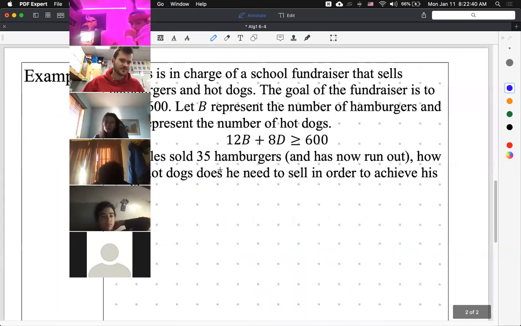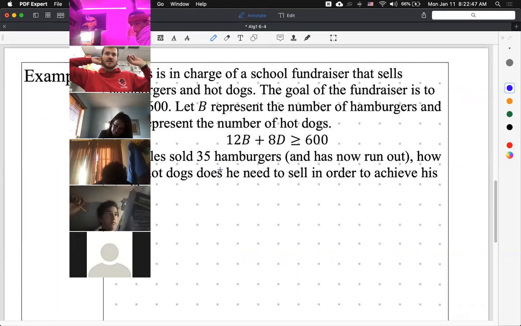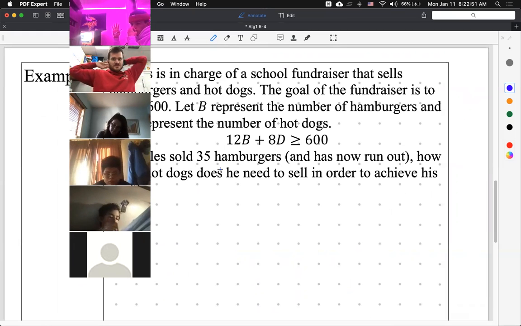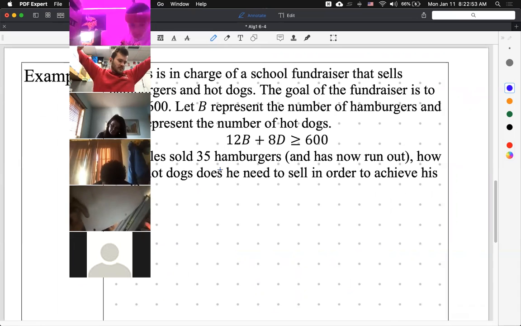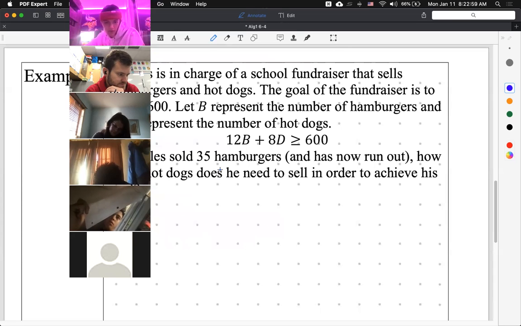Example number 3. Ooh, the school fundraiser. All right, a final reader. Ripley again, yes, please. Charles is in charge of a school fundraiser that sells hamburgers and hot dogs. The goal of the fundraiser is to raise $600. Let B represent the number of hamburgers and let D represent the number of hot dogs.